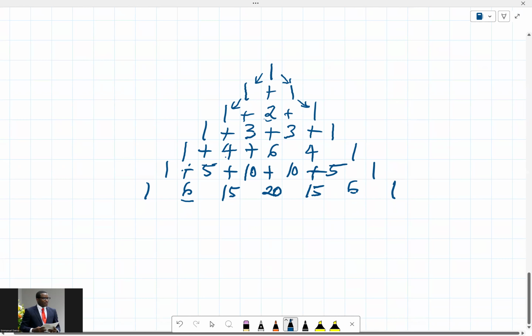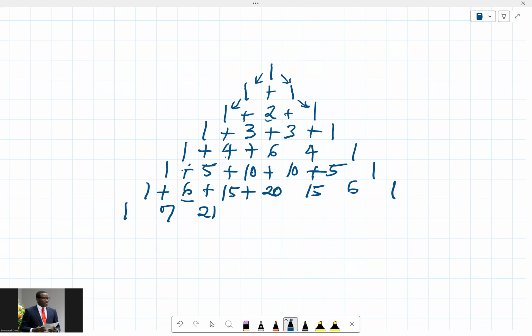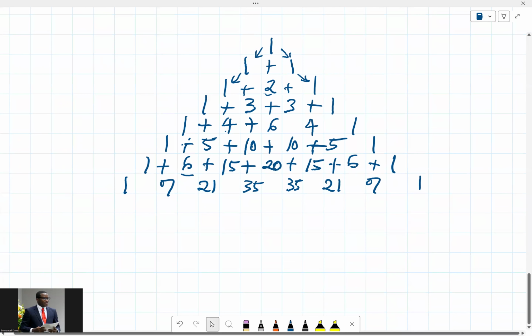So next, drop 1. 1 plus 6 is 7. 6 plus 15 is 21. 15 plus 20 is 35. 20 plus 15 is 35. Then 15 plus 6 is 21 again. 6 plus 1 is 7. And then drop 1. Okay? So we can go on. Let me see how far I can go.